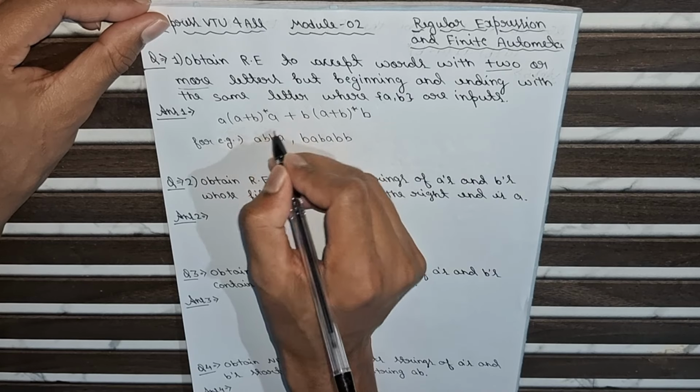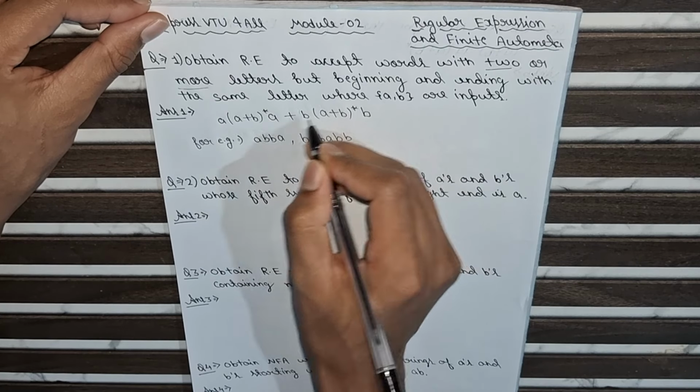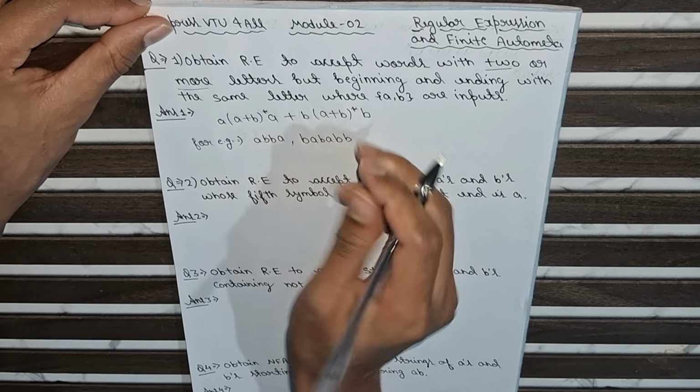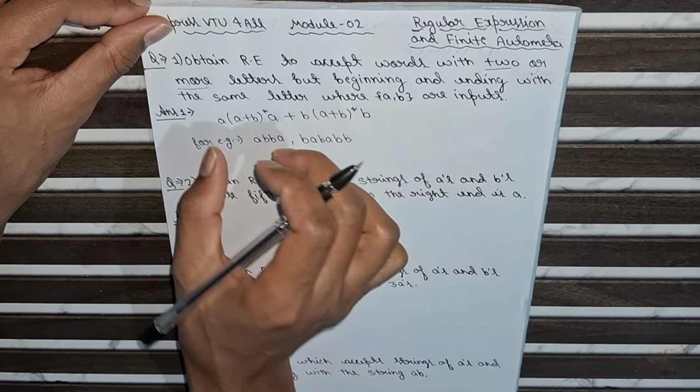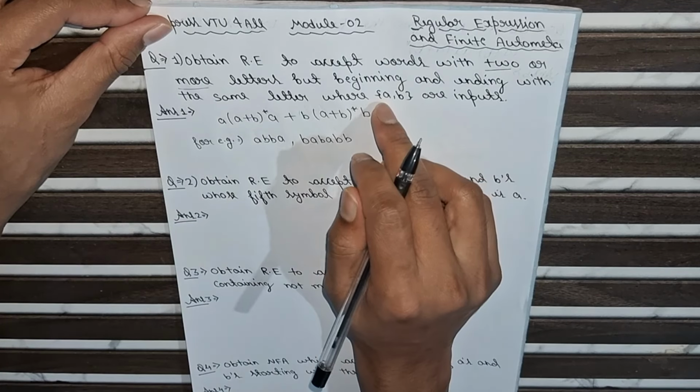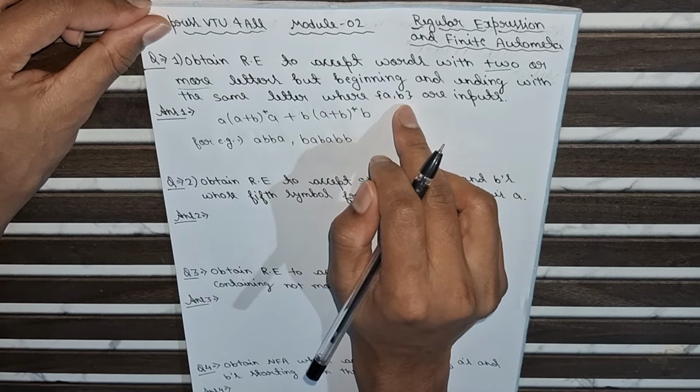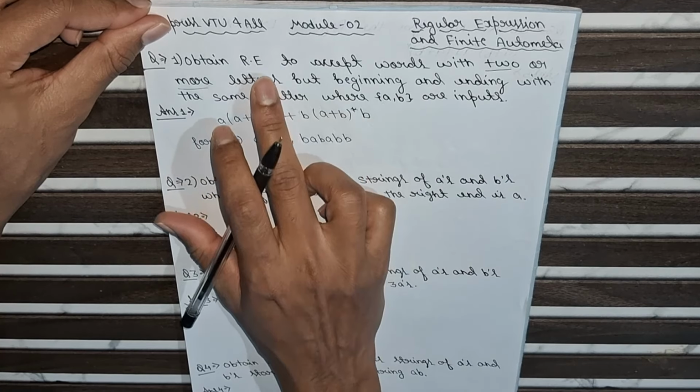And between these two regular expressions there is an OR, which means either this one or this one will be fulfilled, because our input symbols are a and b. So like this we have to do the first one.